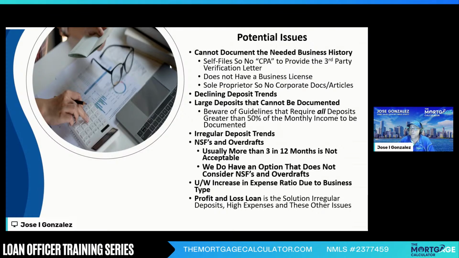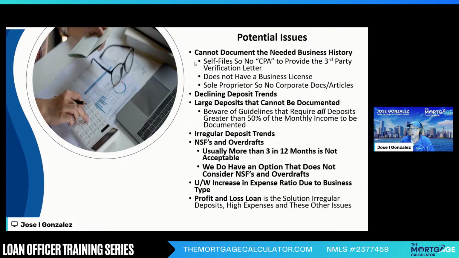Now, the profit and loss loan is the solution to all these issues like irregular deposits, high expenses, NSFs, and all that kind of stuff. For most P&L loans, you only have to provide 2 or 3 months of bank statements to reconcile with the P&L. And in some cases, I think there are a couple of options out there that do not require any business bank statements to be reconciled against the profit and loss. Strictly the report and the narrative provided by the preparer of the report.